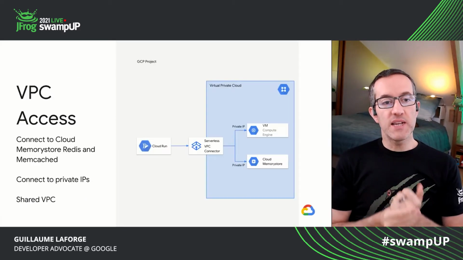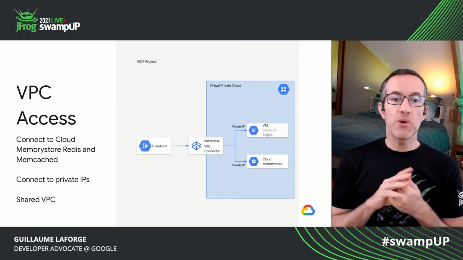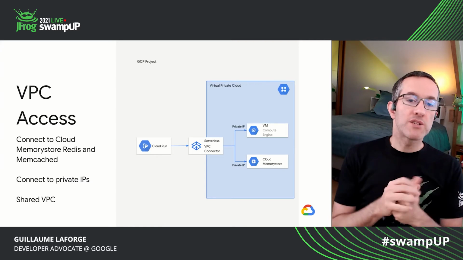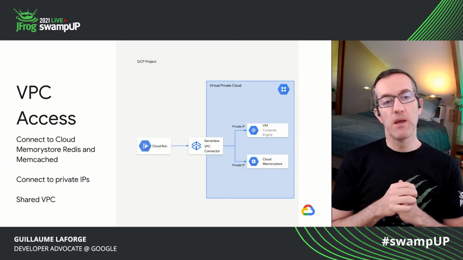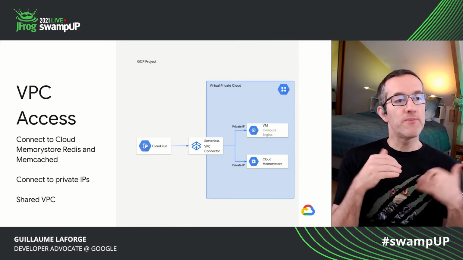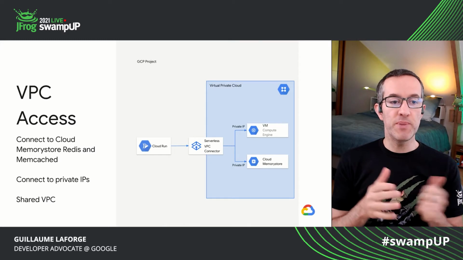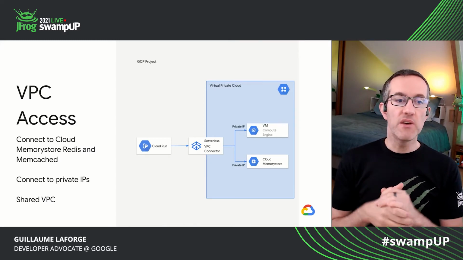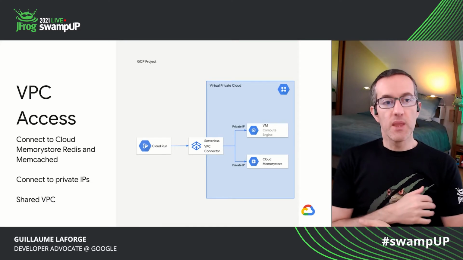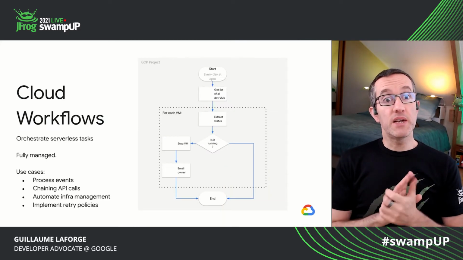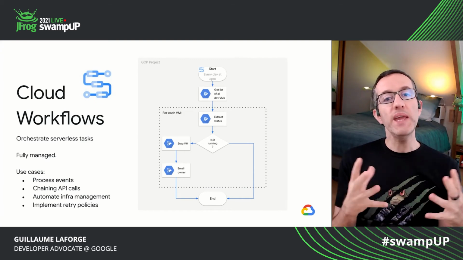You have access to Google Cloud VPC, and other Google Cloud services through the VPC, for example, Memorystore, Redis, or Memcache. Or if you want to access virtual machines on Google Compute Engine, you can take advantage of VPC access. There's also shared VPC across projects.